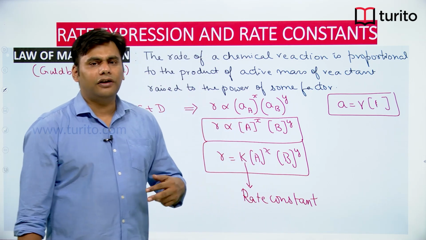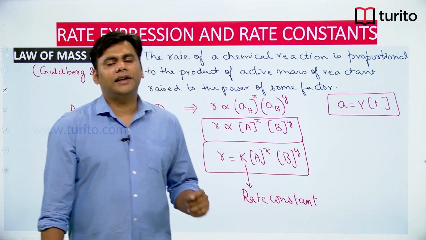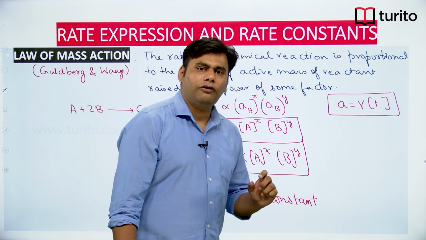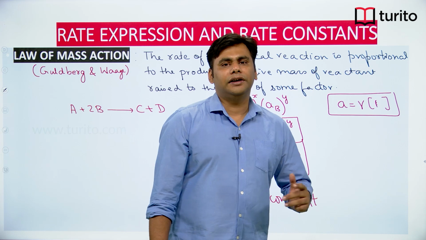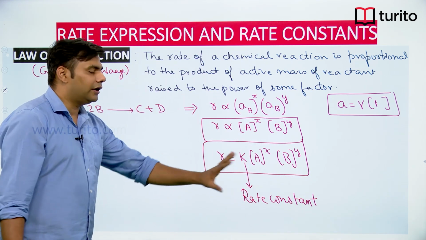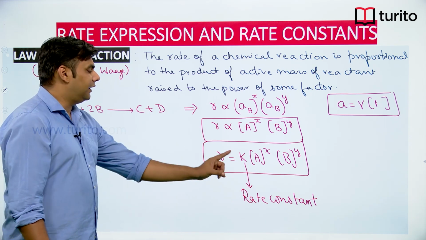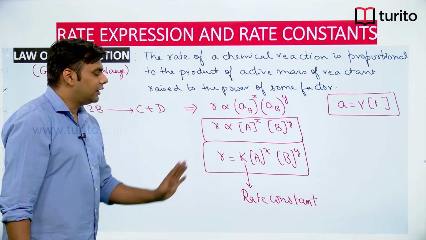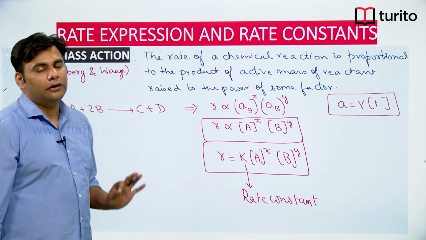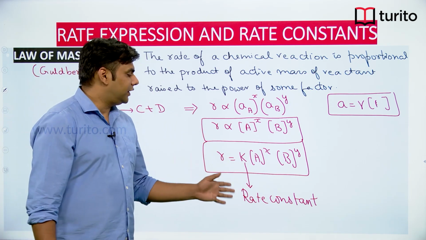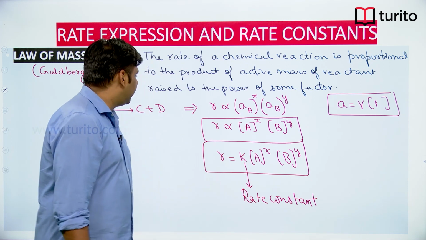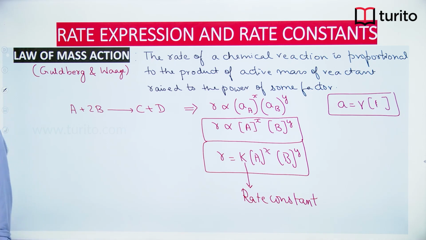If we have more than one reactant, then the rate of a reaction is proportional to the product of the concentrations of the reactants raised to the power of some factor. This becomes the rate equation, and the value of K, which is called the rate constant, is a fixed value for a particular reaction. So rate constant is fixed for a particular reaction. Just write it down. I hope this is clear to everyone.